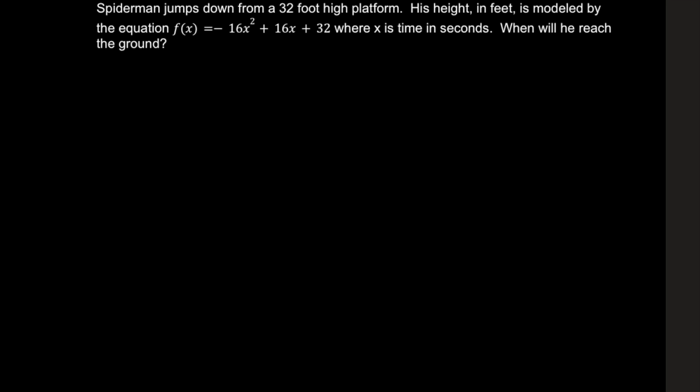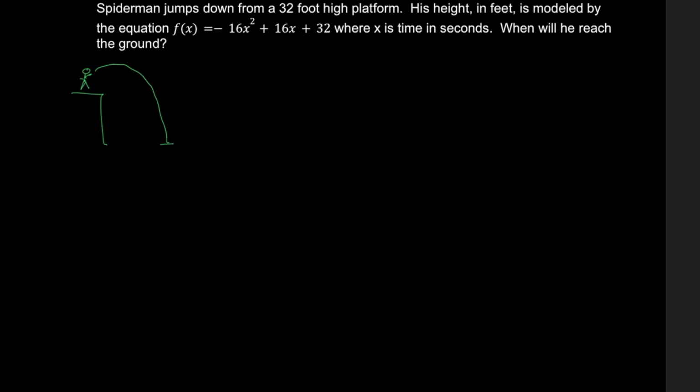Okay, in this example, Spider-Man is jumping down from a 32-foot high platform. His height in feet is modeled by the equation f(x) = -16x² + 16x + 32, where x is time in seconds. When will he reach the ground? So we have little Spider-Man up here, and he's jumping down, woo, going until he hits the ground.